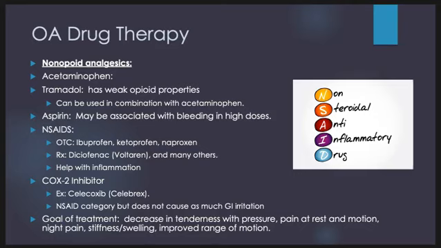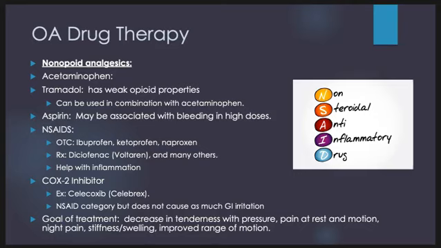and inflammation. Examples of NSAIDs include ibuprofen or Advil, ketoprofen, naproxen. These are all available over the counter. Some prescription NSAIDs include diclofenac or Voltaren gel, and many others. For these, you need a prescription from a provider.